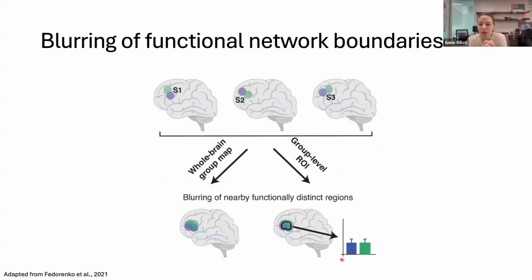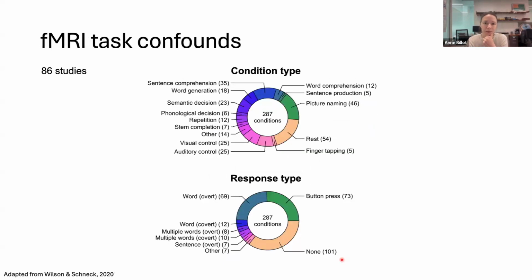And these differences are important because when we average activation maps from fMRI data at the group level to do, for example, group comparisons, we may blur nearby regions that are functionally distinct into the same region, and then we might lose power in how we estimate the response of these regions. And this may then make it more difficult to relate changes in a specific region or a specific network to changes in a specific behavior.